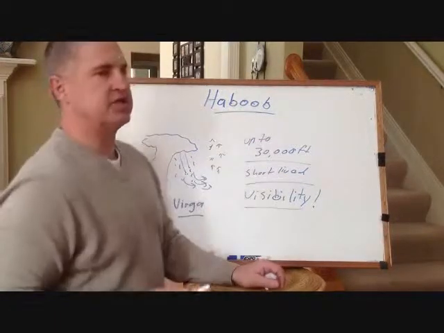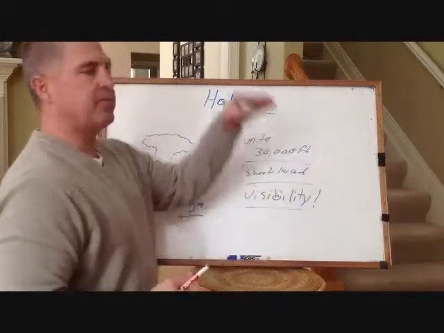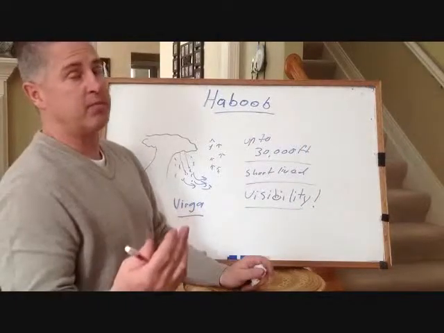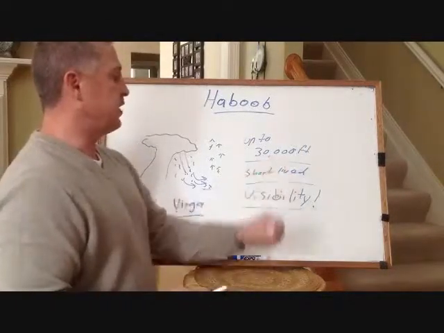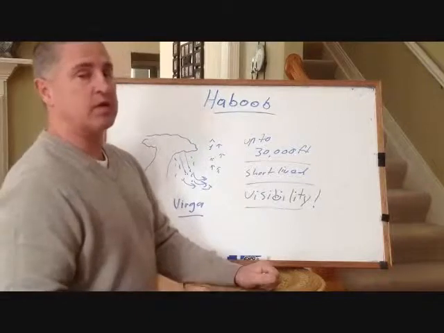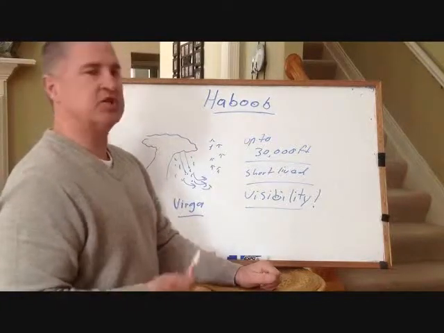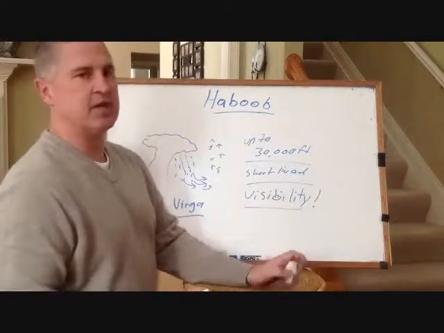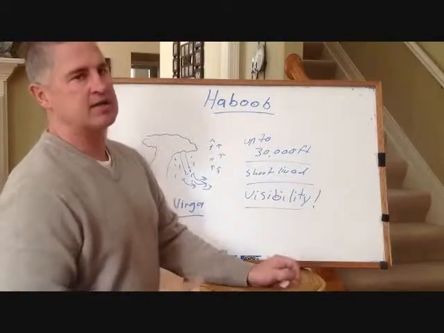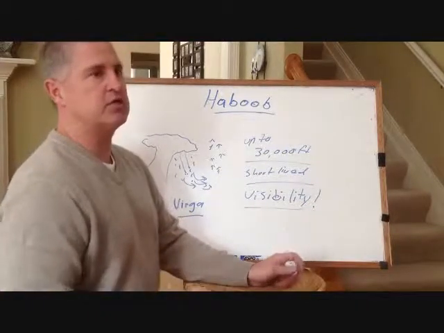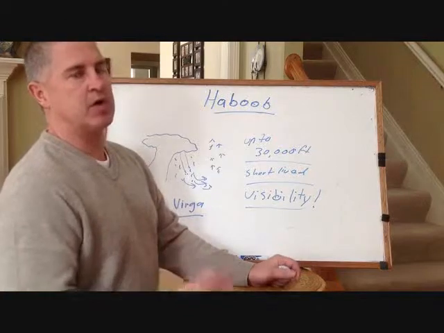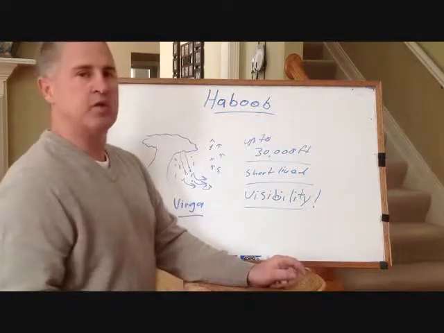So a haboob is a giant dust storm. Could be up to 30,000 feet, so it would affect planes. Relatively short-lived, maybe an hour or two. And probably the biggest issue with haboobs is the visibility issues it causes, car accidents, etc. It can cause respiratory issues if it sustains a lot and people are caught outside. But that's a haboob.